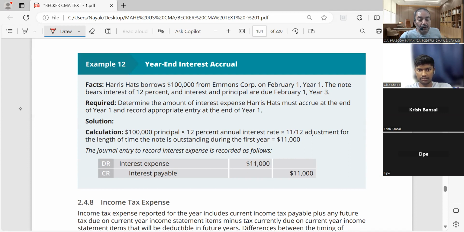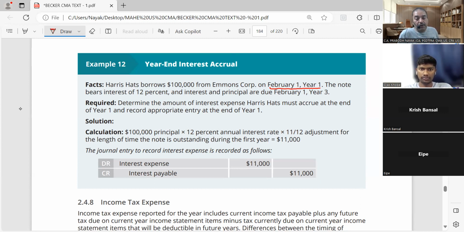So 1 lakh is the principal, and the rate of interest is 12%. If you see the date of taking the loan, it is February 1st, so 11 months in the first year. So it will be 1 lakh into 12%, but for 11 months, into 11 by 12, an adjustment for the length of time the note is outstanding.